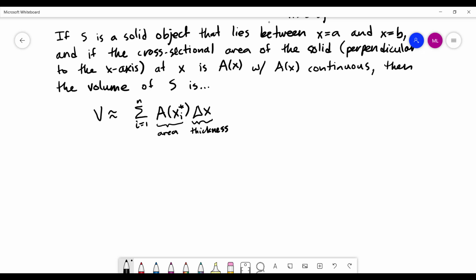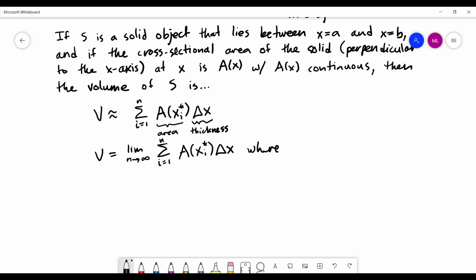And if we want to make this exact, then we can apply a limit and let the number of these go to infinity. So the limit as n goes to infinity of the sum from i equals 1 to n of A of x_i star delta x. And again, the x_i star just means we're slicing this object up and sampling points in each of the slices that we took.